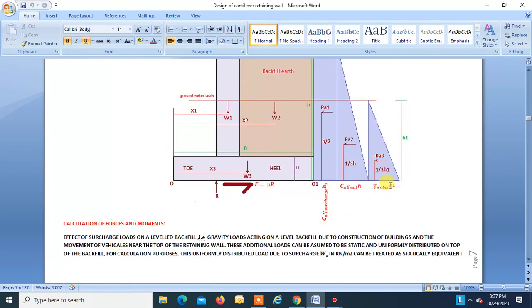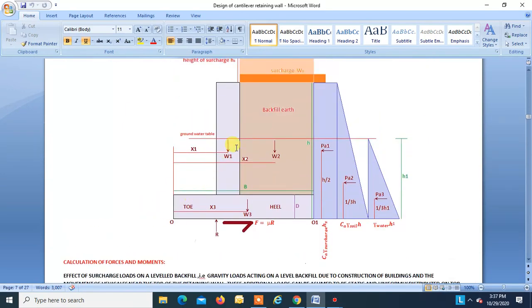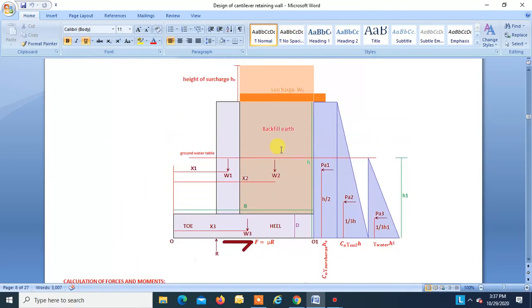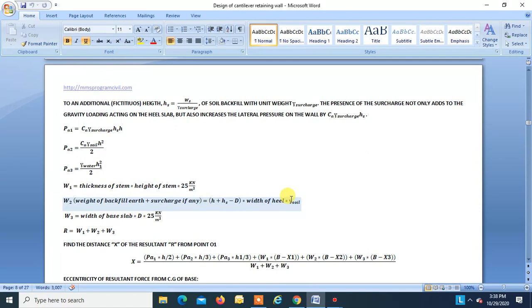Now PA3 is equal to density of water into H1 into H1 into 0.5. W1 is the weight of the stem: height of stem into width of stem into 25, the density of RCC concrete. W2 is the weight of backfill plus the surcharge. As the density is the same, I have taken them together; otherwise this would be W2 and that would be W4. W2 is equal to this height, total height H plus Hs minus D, into the width of heel into density of soil.